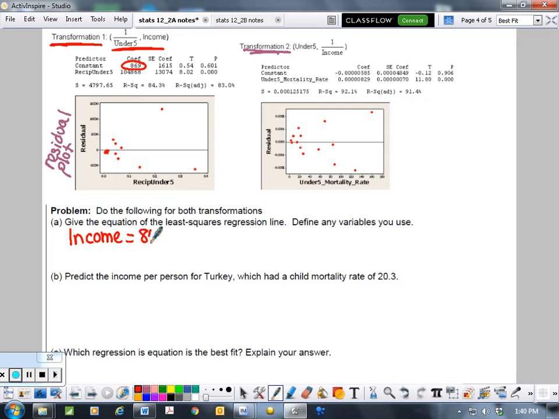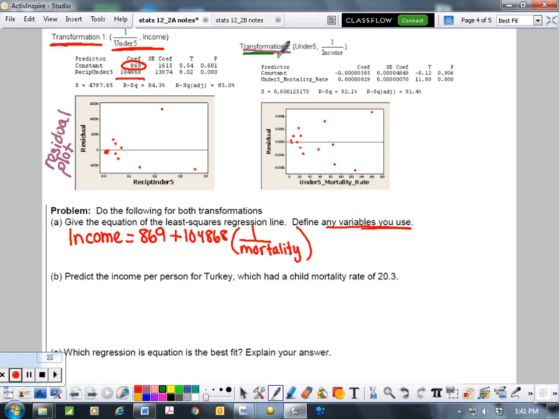is equal to 869 plus our slope, 104,868, and then this is 1 over our mortality rate. And so that's our prediction equation using the variables from the problem.